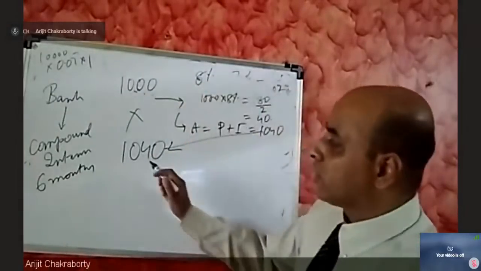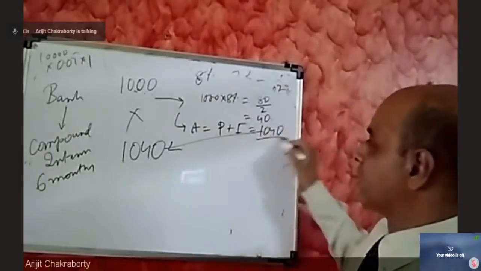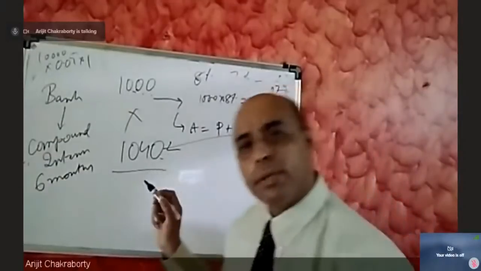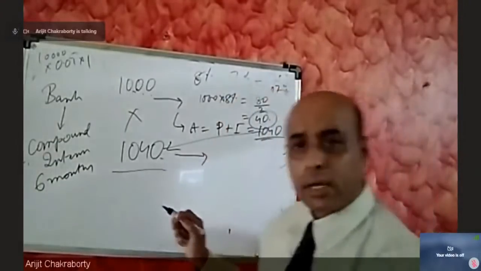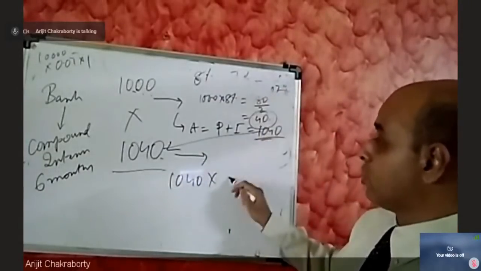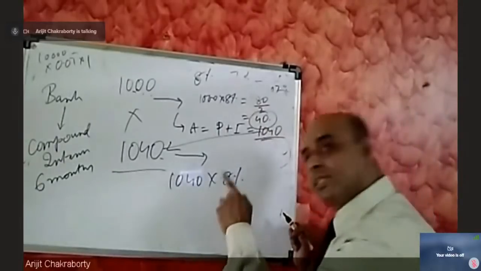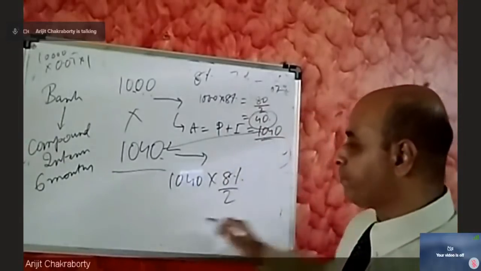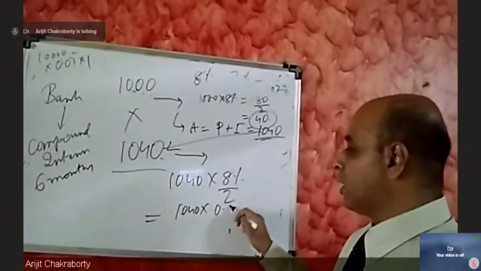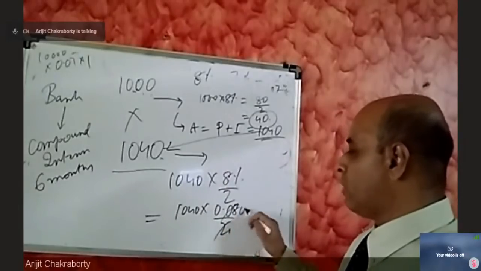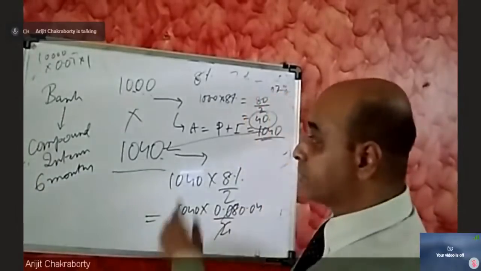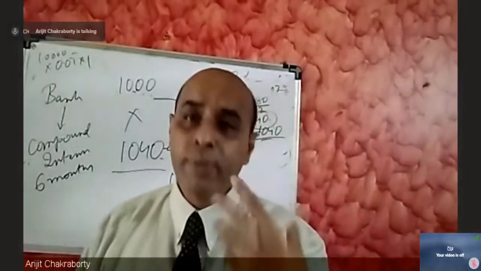Right? So, for the first 6 months we have got the interest, 40 rupees. Now for the remaining 6 months, 1040 becomes the principal. Now we will calculate the interest. So 1040 into 8%. We have assumed 8%, but this is for the full year, so divided by 2. So we are getting 1040 into 0.08 by 2, that is 0.04. So whatever this comes, 1040 into 0.04. This is how the compounding is done semi-annually.